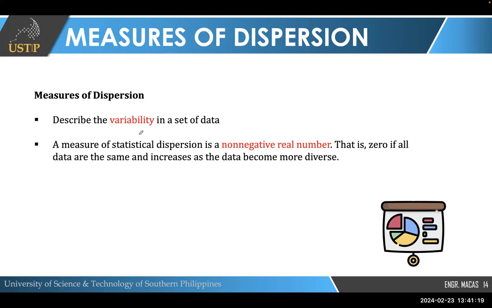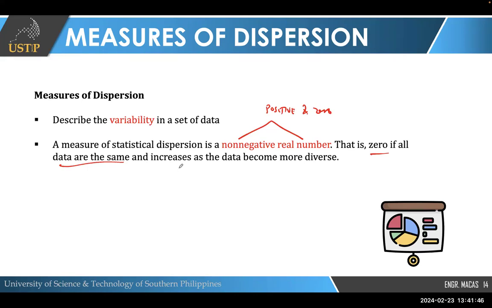Okay. So this measure is a non-negative real number, meaning a positive number or zero. It's important to notice, because it could be that your dispersion is zero. That means zero if all the data are the same, meaning they're not different from each other. So the variability is zero.